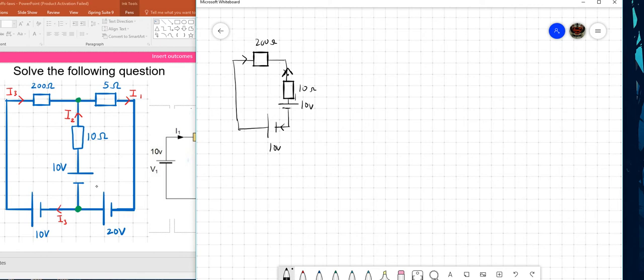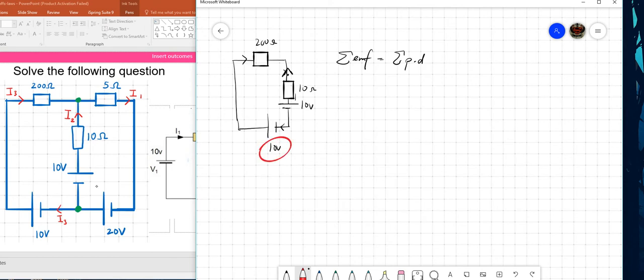You can start with either one of them. Now Kirchhoff's second law tells us that the sum of the EMF in the circuit should be equal to the sum of the voltage or potential difference across the components. Now let's take a look at the first one. There are two, and I'll start with this one here.